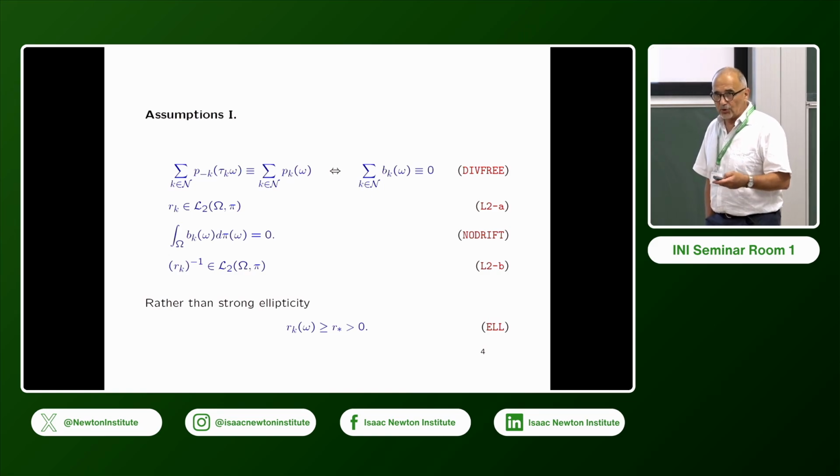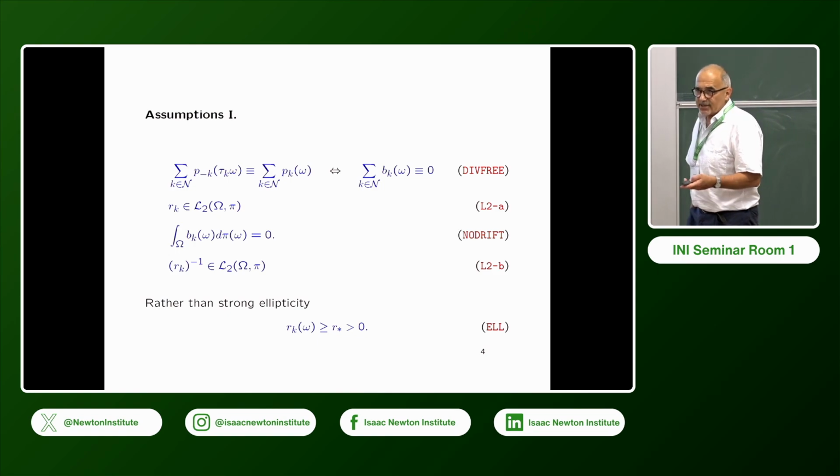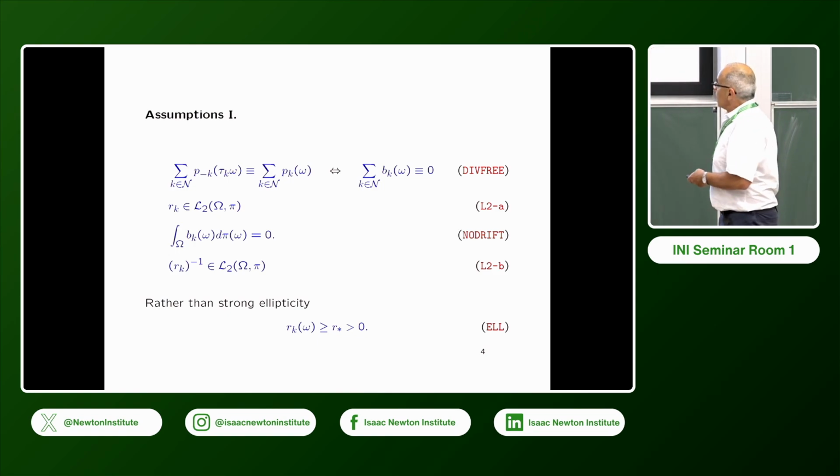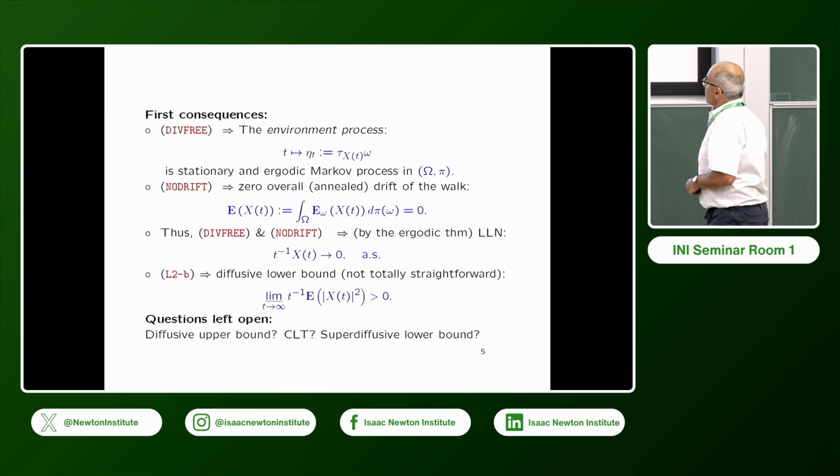The examples I showed you were all three elliptic. The simple examples are elliptic. But I will show you other examples, and important ones, which are not elliptic. Good? Okay, so these are the assumptions I made. These are technical assumptions. And let's see the first consequences of the assumptions.